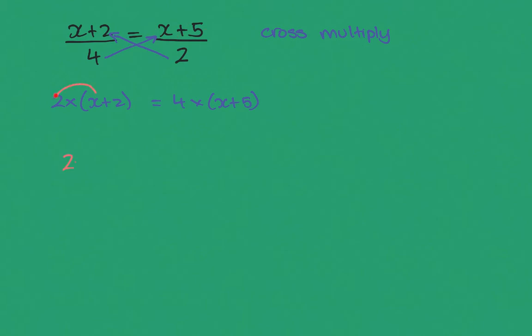So following our arrows, 2 times x, 2 times 2 equals 4 times x, 4 times 5. Now we've got an equation with x's on both sides, so we need to get them on the one side. I'm going to subtract 2x. That leaves 4 on the left-hand side, 2x on the right-hand side, 20 on the left.